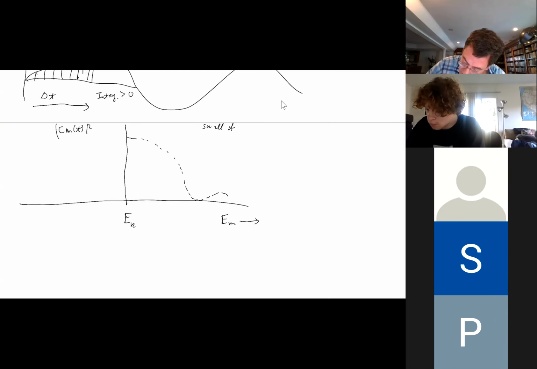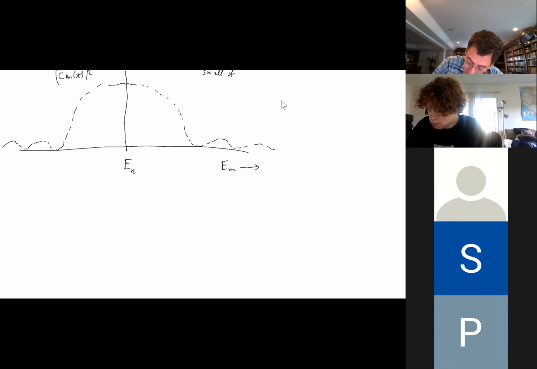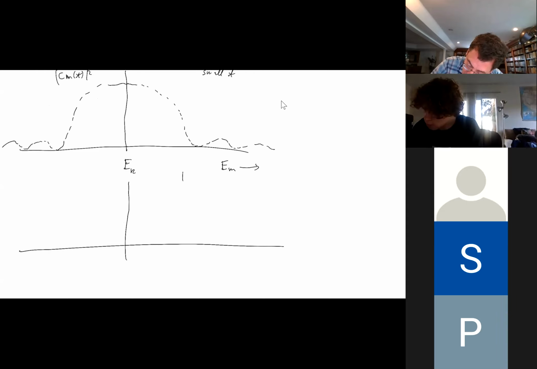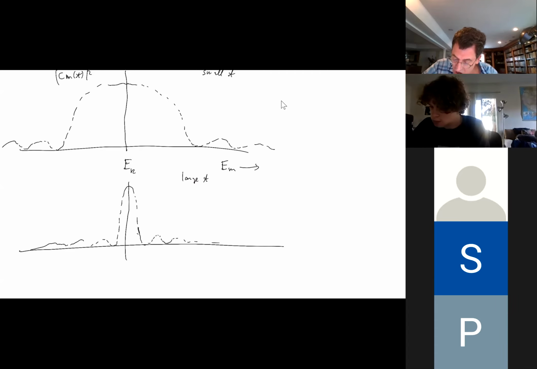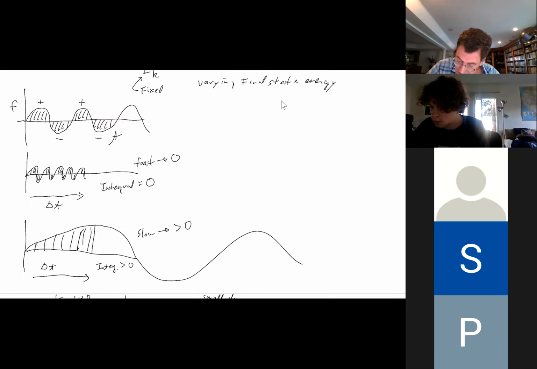It's big. And then we can integrate it for large k, large time, and now it's small. It narrows up. And that is all because of this. It's because of this.